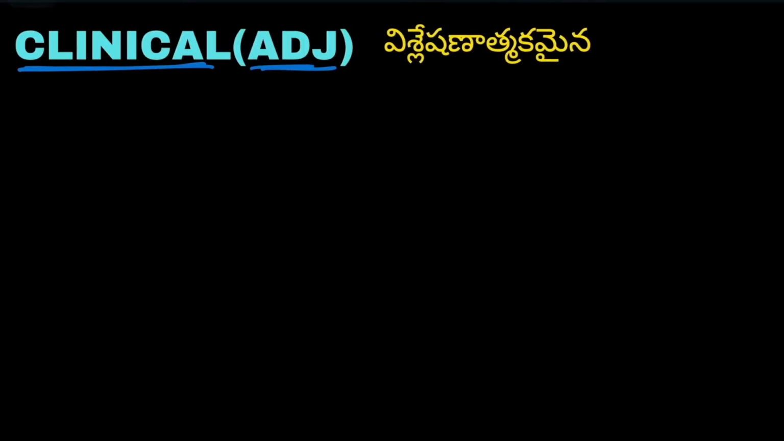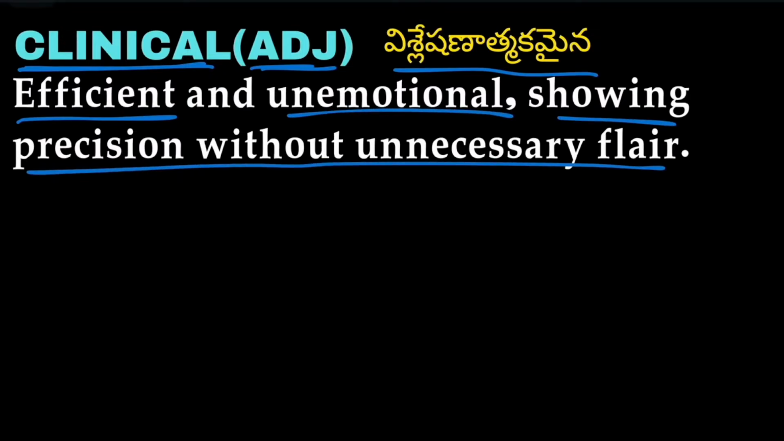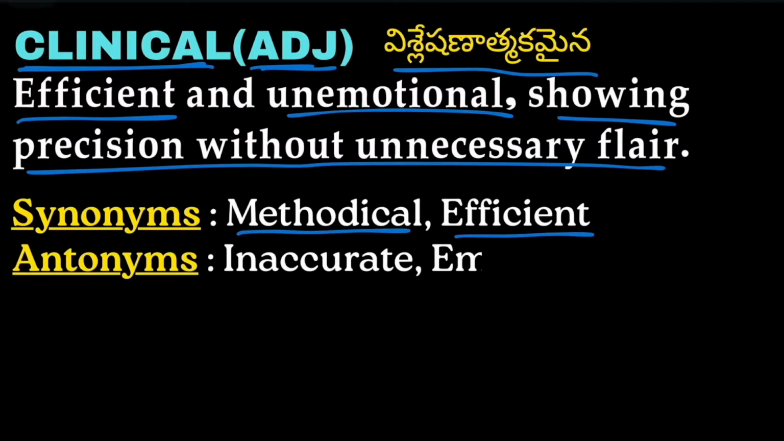The next word is clinical. The next word is clinical and it is an adjective. Clinical means విశ్లేషాత్మకమైన, efficient and unemotional, showing precision without unnecessary flair. So efficient and unemotional and showing the precision without any unnecessary flair. Synonyms are methodical, efficient. Methodical and efficient are synonyms and the opposite are inaccurate and emotional. Inaccurate and emotional are the opposite of the word clinical.